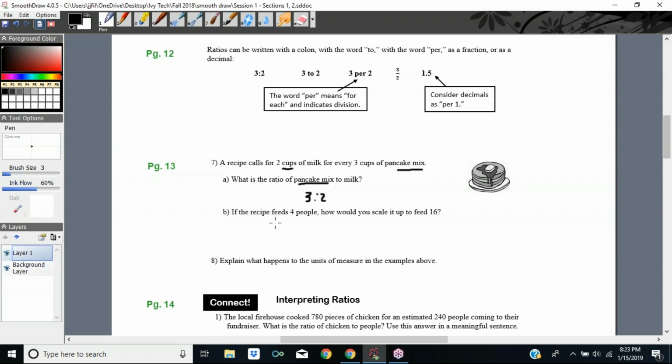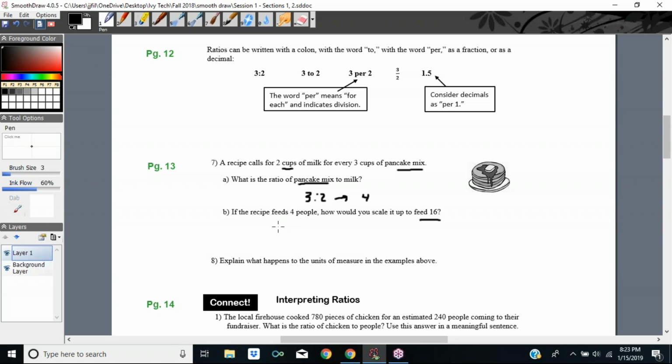And then letter B here says, if the recipe feeds 4 people, how would you scale it up to feed 16? What would you do if this recipe feeds 4 people? How would you make it feed 16 people? I see all your answers. Multiply by 4. What are you going to multiply by 4? The 3 or the 2?